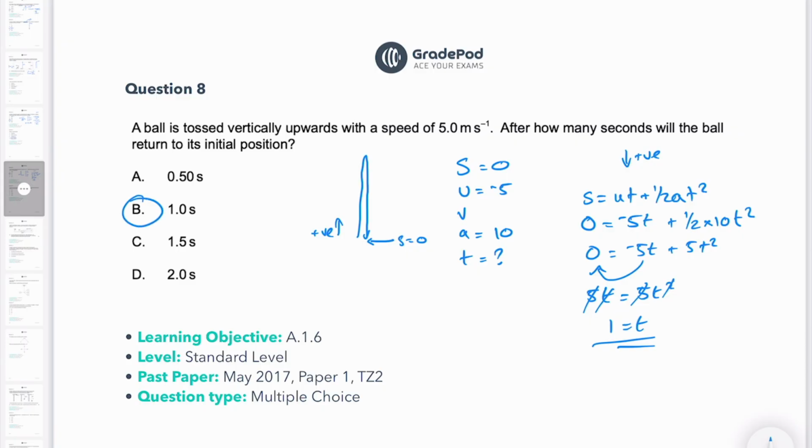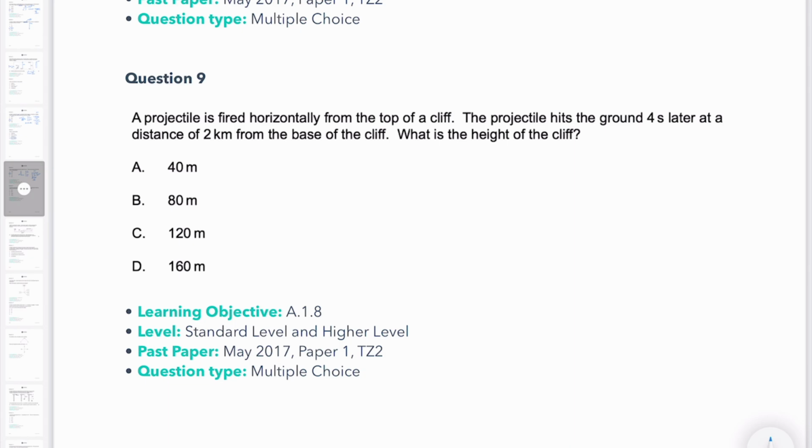Question 8b. Question 9. A projectile is fired horizontally from the top of a cliff. The projectile hits the ground 4 seconds later at a distance of 2 kilometers from the base of the cliff.